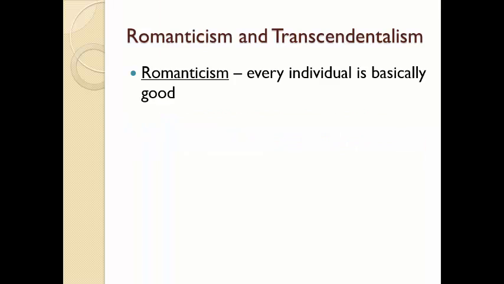Okay. First of all, let's talk about Romanticism and Transcendentalism. Romanticism is a movement that starts in the 1800s, the 19th century. In many ways, Romanticism is a backlash or a counter to the Enlightenment and the scientific revolution, and even to the growing industrialization.